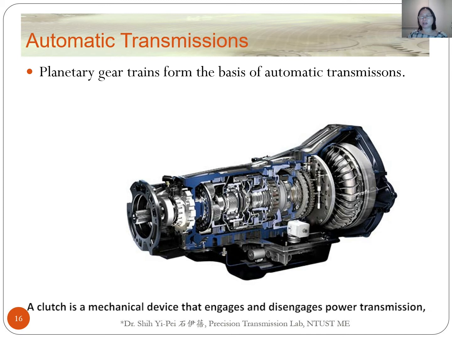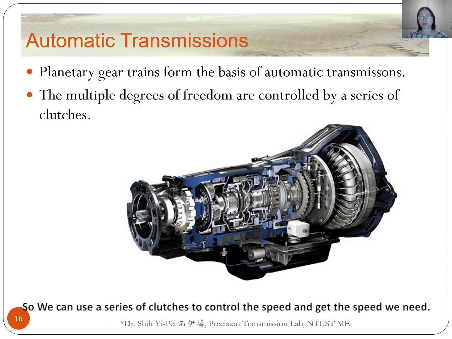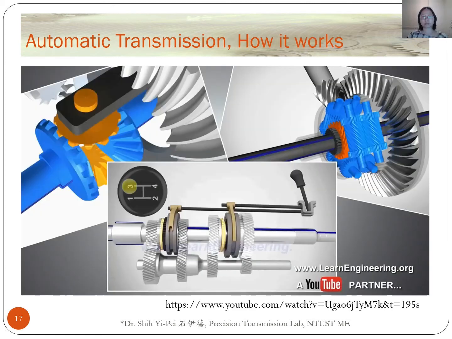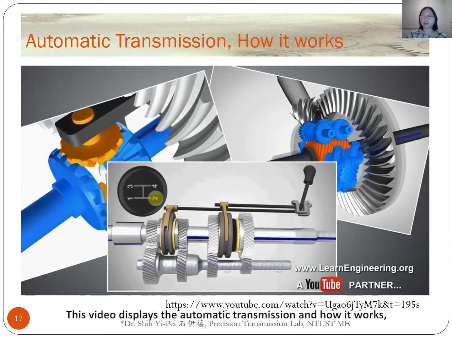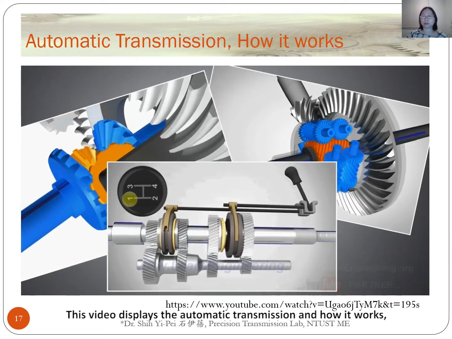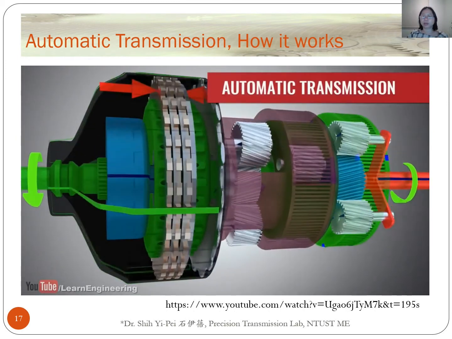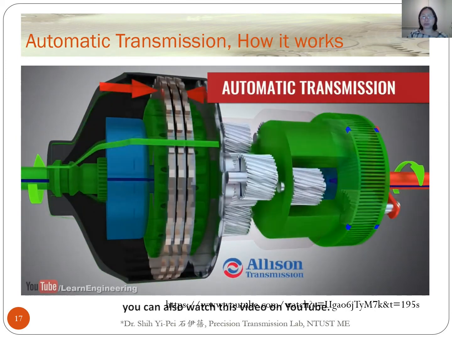A clutch is a mechanical device that engages and disengages power transmission, especially from the driving shaft to the driven shaft. So we can use a series of clutches to control the speed and get the speed we need. This video displays the automatic transmission and how it works. You can also watch this video on YouTube.